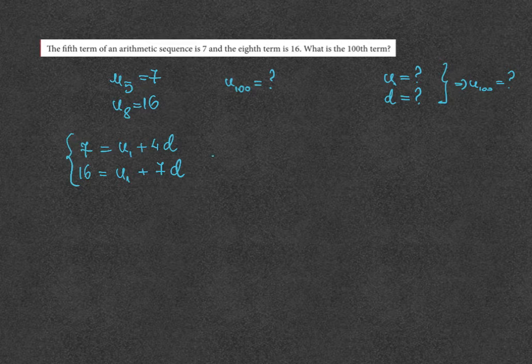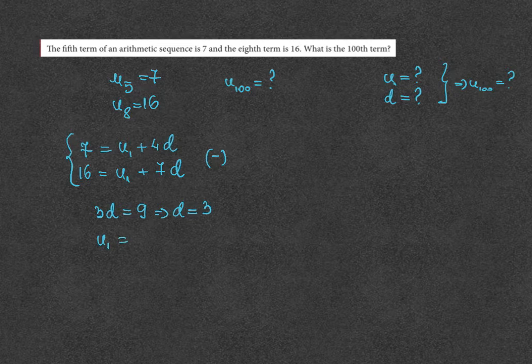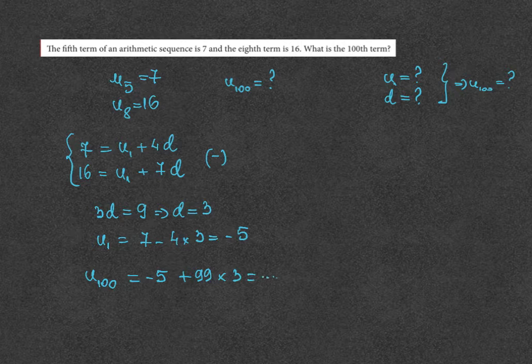And solve the simultaneous equations. Subtracting, 3d equals 9, therefore d equals 3. So u1 equals 7 minus 4 times 3, which is negative 5. Therefore u100 is u1 plus 99 times d, whatever it gives me.